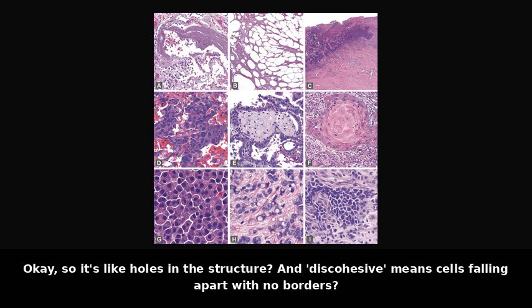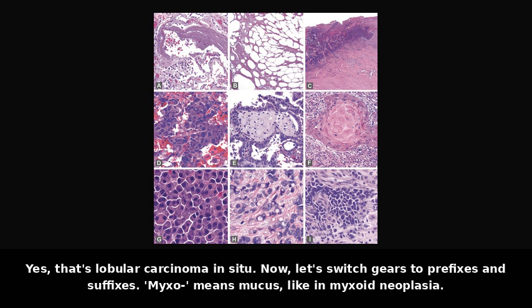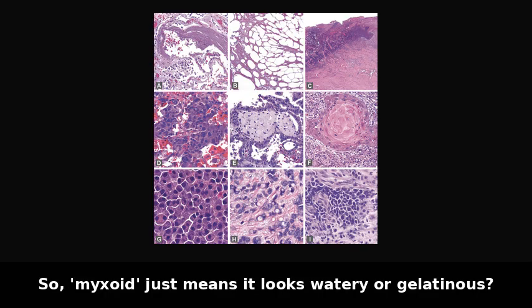And discohesive means cells falling apart with no borders. Yes, that's lobular carcinoma in situ. Now let's switch gears to prefixes and suffixes. Myxo means mucus, like in myxoid neoplasia.